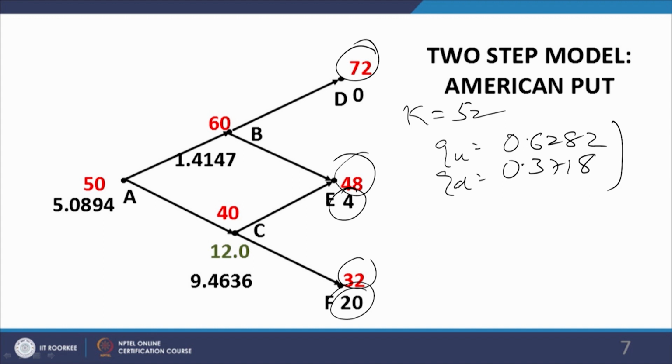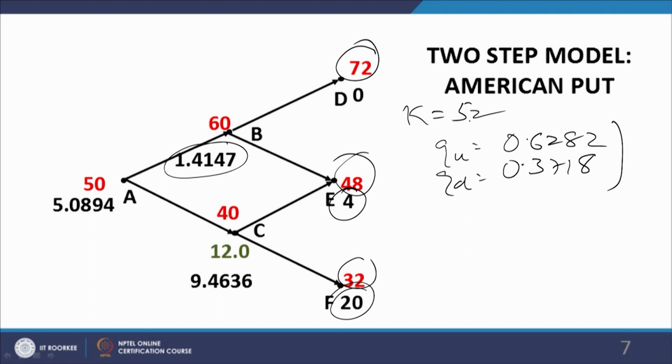Using this q u and q d and f u u and f u d, we arrive at this value, 1.4147. Now, at the node B, we need to check whether the put option exercise will give you a higher payoff than the computed value, which is 1.4147. The stock price is 60, the exercise price, please note, is 52. So, obviously, if you exercise the option, you will get a 0 payoff, because recall it is a put option, and the computed value is 1.4147, which is higher, and therefore, we will carry backward the computed value.